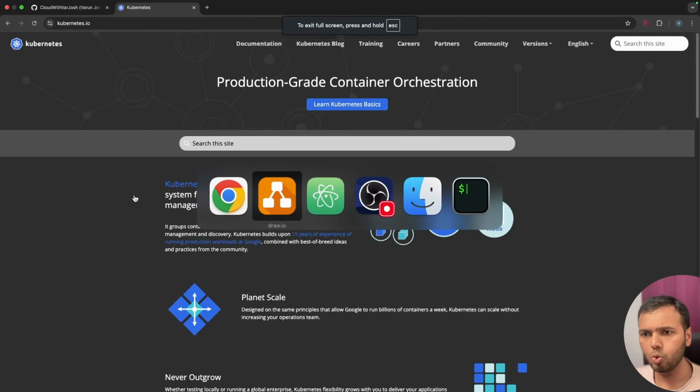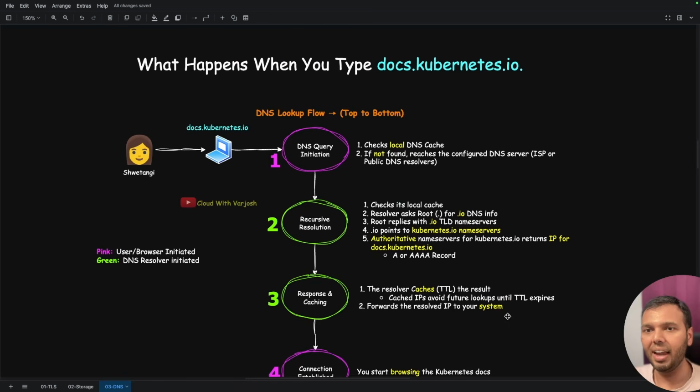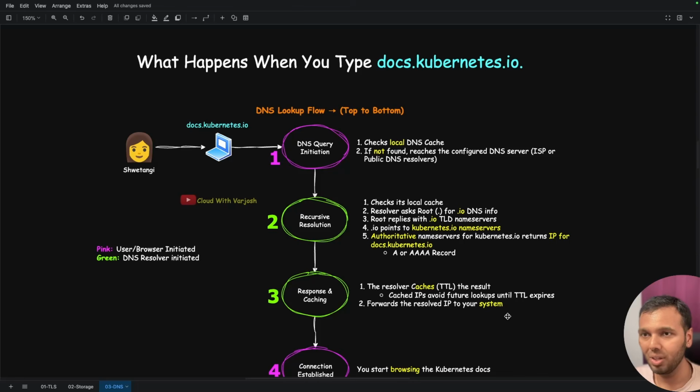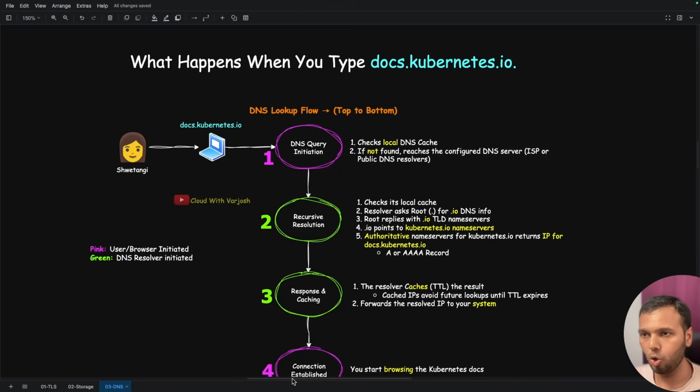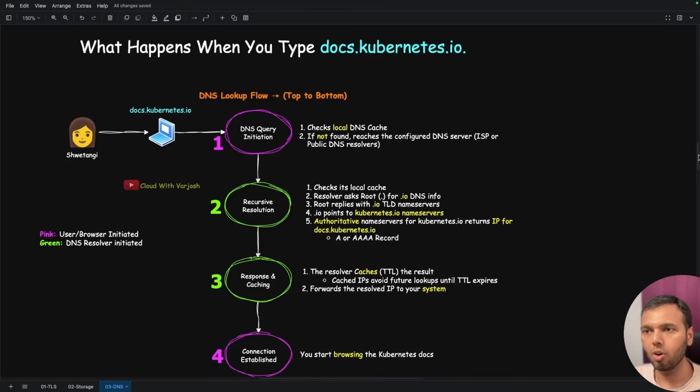Let me make this full screen. Now let's go back to our draw.io, and then here we have understood all these things. We have successfully broken down www.kubernetes.io and then a dot at the very end that you do not see but is always there. And here what I want to discuss with you is what happens when you type docs.kubernetes.io. And I want to stress on one thing. I am introducing this high level flow right now to you, but as we continue with this lecture, we will discuss this flow 2 more times and we will be adding depth to this.